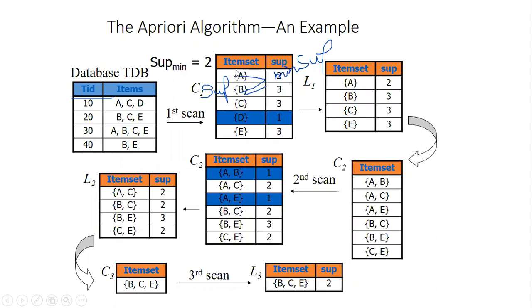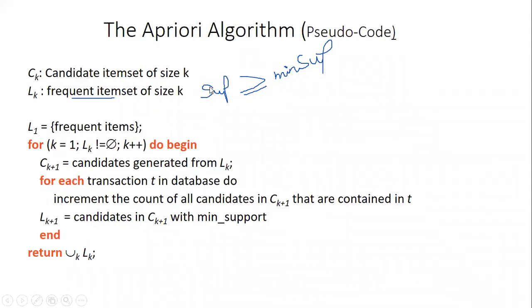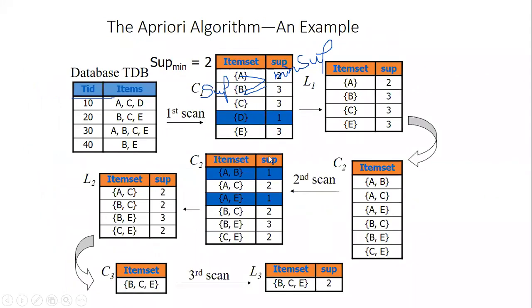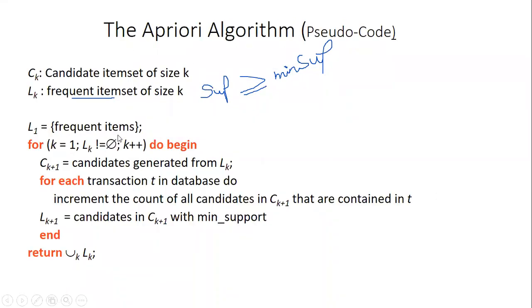This is nothing but the first step, what I am showing here, L1. L1 is equal to the frequent item set. So the first step is we will find L1, the support of each item set, and check against the minimum support. Okay, so we'll find L1. Then, as I told, it is an iterative process.